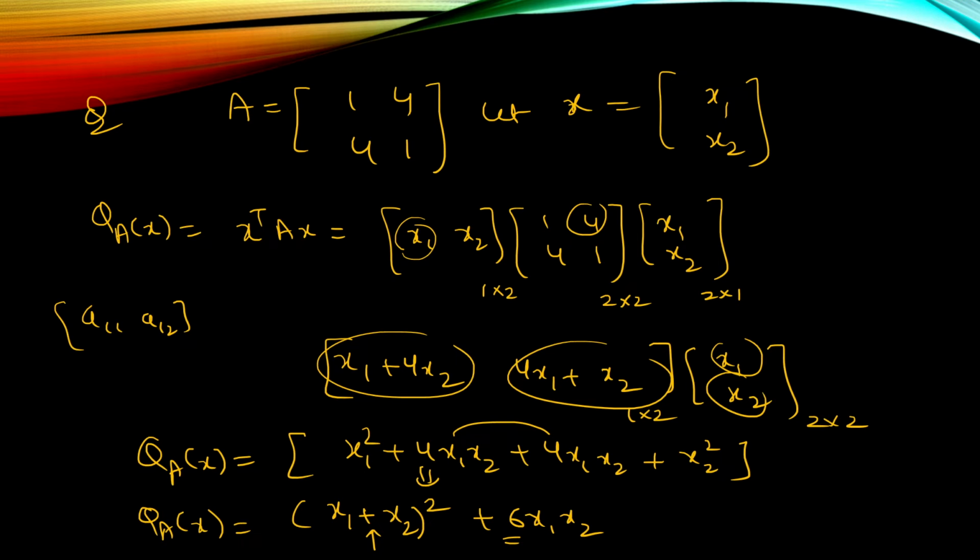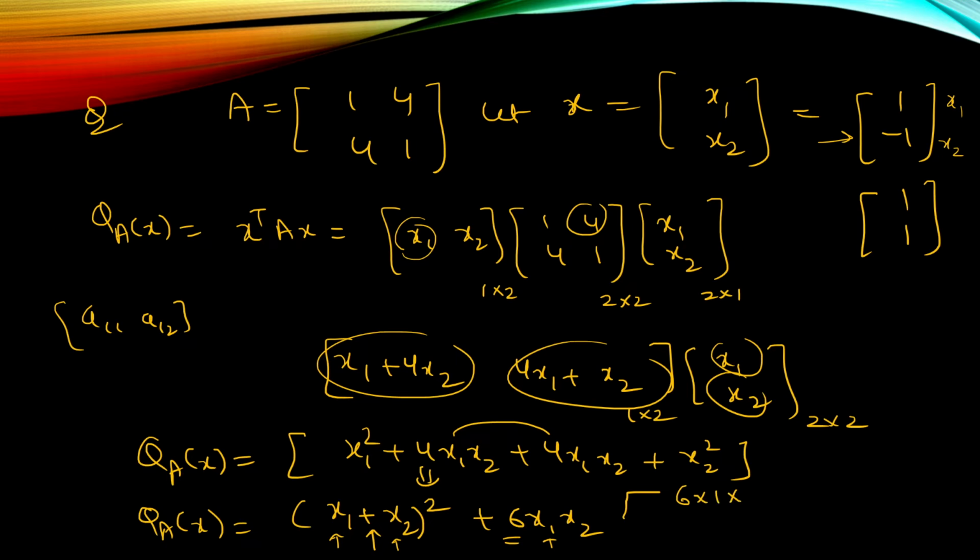Why have I converted it into this form? Let's say my x1, x2 are 1, minus 1 or 1, 1. Let's see what value I get. If I put 1, minus 1, this is x1, this is x2. Substitute here: 1 minus 1, that is 0. And this is 6 into 1 into minus 1, that is minus 6. So negative, negative means negative definite.